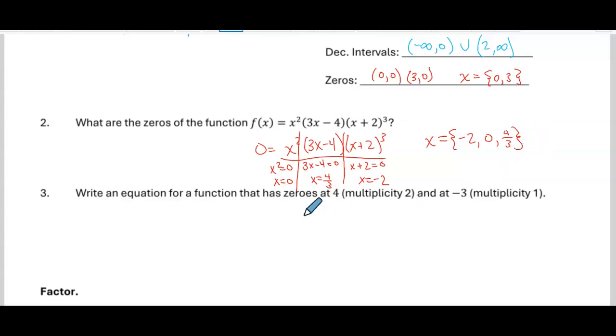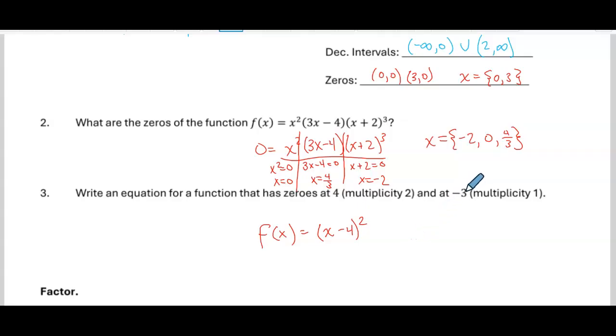Okay, write an equation for a function that has zeros at 4 with multiplicity 2 and negative 3 with multiplicity 1. So I need two factors, one for this 0 and one for this 0. So we'll say the one for 4 would have been generated by a factor of x minus 4. So when I set that equal to 0, I'd get 4. Multiplicity 2 simply means it has an exponent of 2.